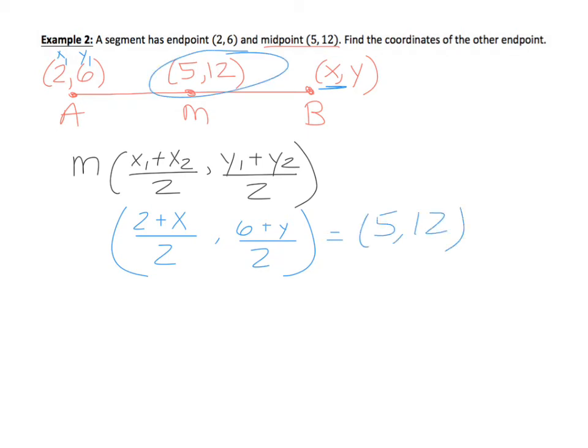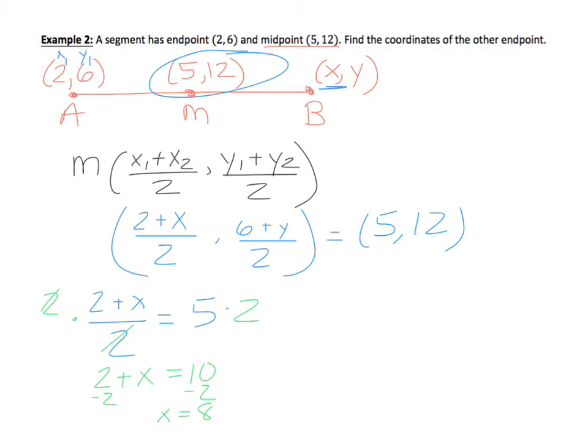So what we can do is we can break this up into two pieces. We can go 2 plus X divided by 2, set that equal to 5. And to solve for X, let's just get rid of this divide by 2. To get rid of the divide by 2, just take both sides and multiply them by 2. Now 2 plus X will equal 10, and we can solve for X by subtracting 2. So my X coordinate is 8.